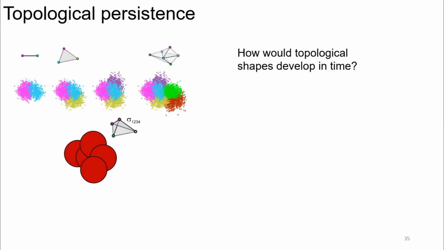And the question is, if I allow the elements of my structure to change in time, how are topological shapes going to develop in time? This is basically to say that the standard topological language that people are using in algebraic topology to define simplicial complexes may not be enough. The problem is that the classical description of topological complexes is too static. We need a temporal component.